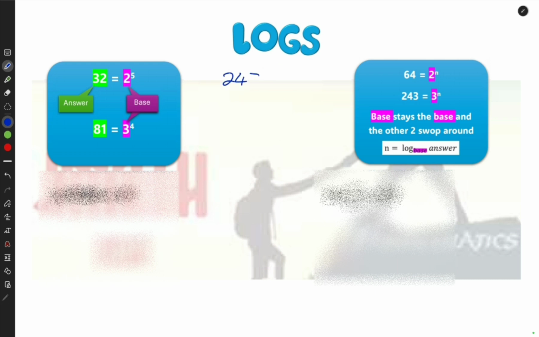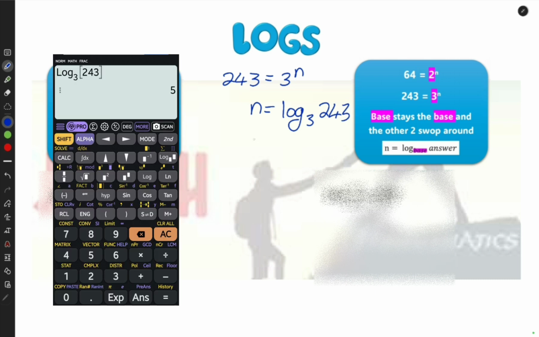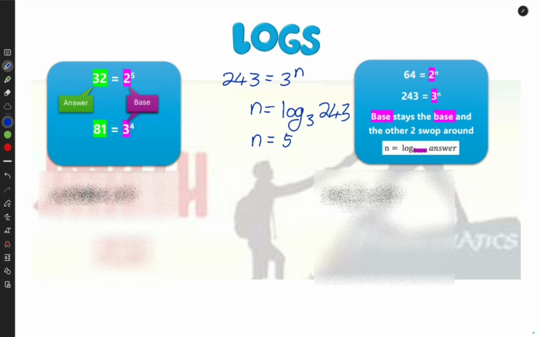So 2, 4, 3 equals 3 to the power something. Now if I want to do this with logs, I'm going to say log, the base stays the base, and the other 2 numbers swap around. If I type that in, the answer will be 5. n should equal 5. I hope that makes sense. It's really as easy as that. It does get a bit more complicated in other chapters, but in recent years the log sums aren't really difficult, especially with patterns. It just stays like this.